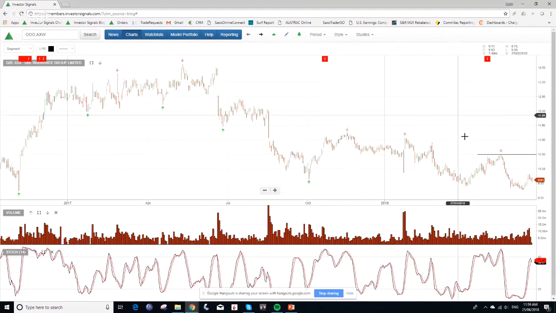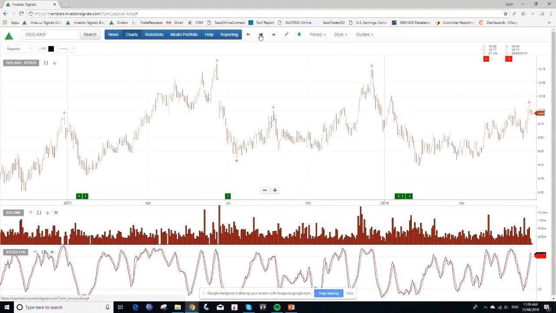QBE, probably getting to a point where you want to be watching for an algorithm buy signal in QBE into the back half of this year. It's been in a downtrend for a long time. There's a chance that they may look to restructure and rationalize their portfolio of insurance assets. And if we just start to get a little bit of positive news flow, we might see this break out of the long-term downtrend and start to make higher highs and higher lows. But it's not an opportunity for today.